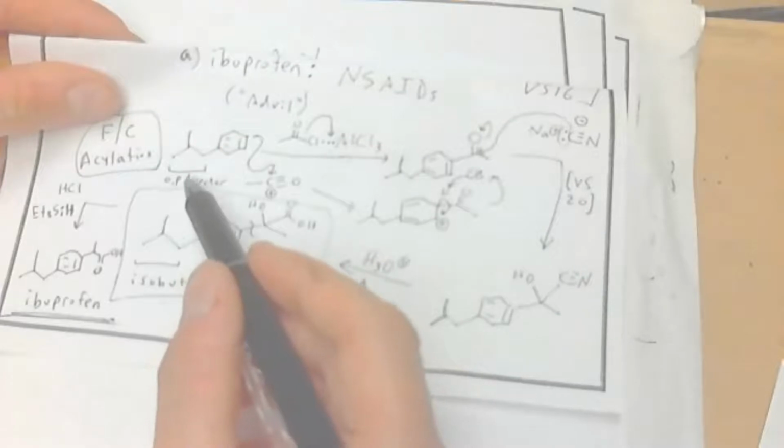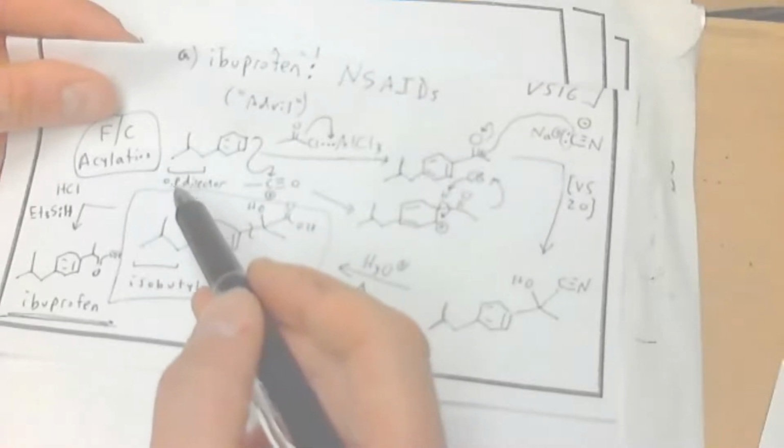Of course, ortho means next door, right? And then you've got meta, and this is para, right? So this actually went to the para position. So it's an ortho-para director. Ortho is usually disfavored, but para would be preferred because it's far away from this isobutyl group. So yes, it's an ortho-para director, and that's why it goes here.